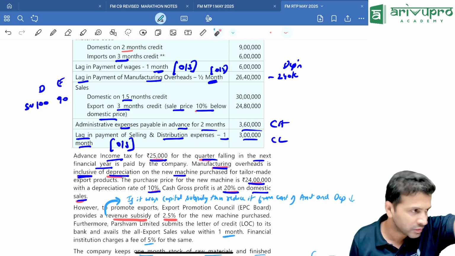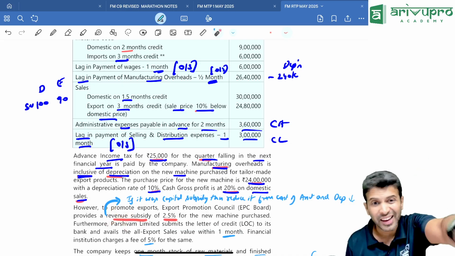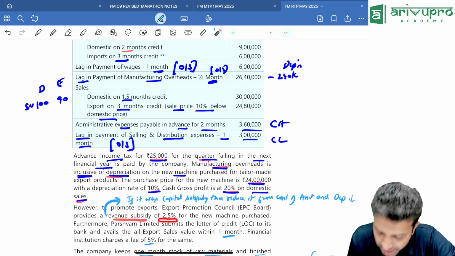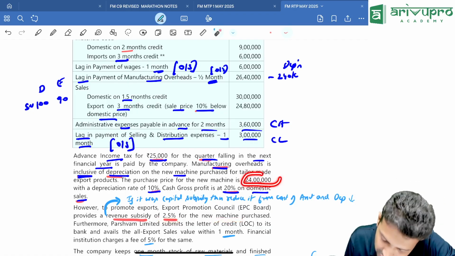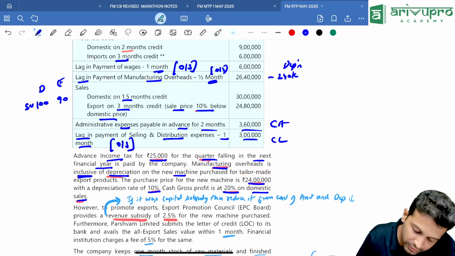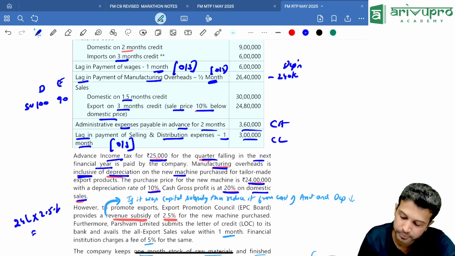So should you reduce this from the cost of the asset and then calculate depreciation? No, we should not. If you have to reduce, this should not be a revenue subsidy, it should be a capital subsidy. Here it's a revenue subsidy of how much? 2.5% of the new machinery purchase. Sir, how much did you buy the new machinery for? 24 lakh. So calculate the value. 24 lakh's 2.5% subsidy you will get. How much is that?